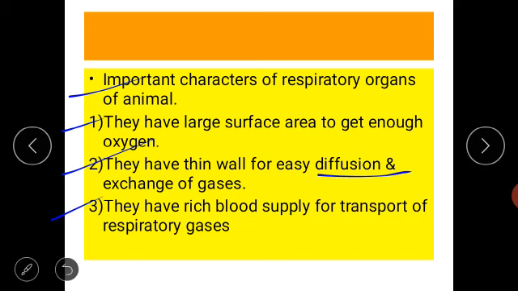Next, they have rich blood supply for transport of respiratory gases. If the blood supply is rich to the organ which is involved in breathing and respiration, what happens? It carries more and more oxygen, and that is supplied to the body very efficiently, and each and every cell of the body gets a sufficient amount of oxygen, and whatever carbon dioxide is produced by respiration of that organism is also transported out of the body this way.